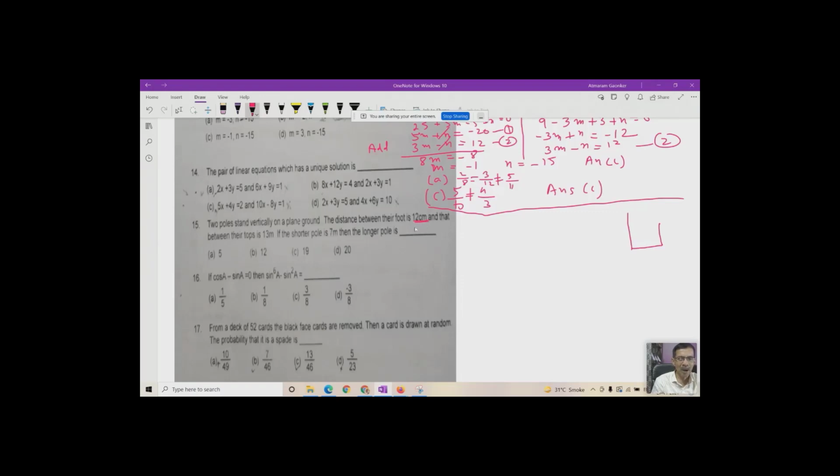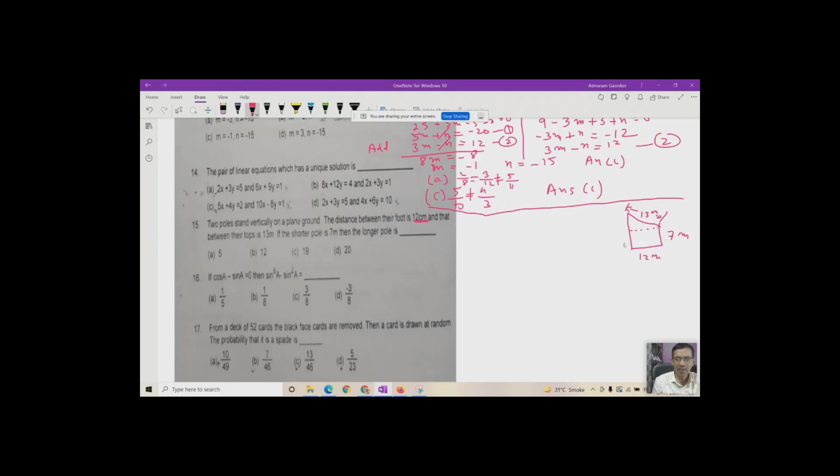It's a mistake made by the question paper setter. This cannot be 12 centimeters. This can be 12 meters. So the distance between the two feet is 12 meters, and between their tops is 13 meters. So when I join their tops, this will work as 13 meters. So this distance is 13 meters. And you are asked to find the height of the longer pole, and the height of the shorter pole is given as 7 meters. So all these dimensions are there.